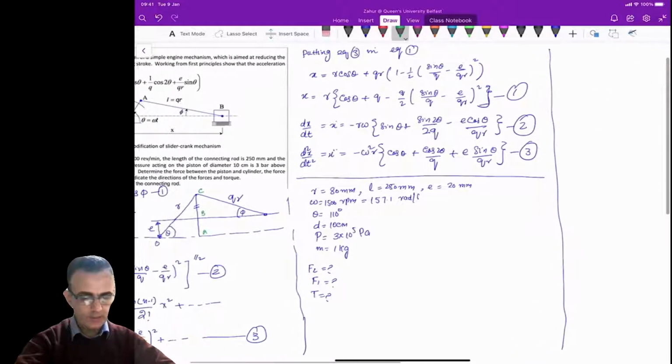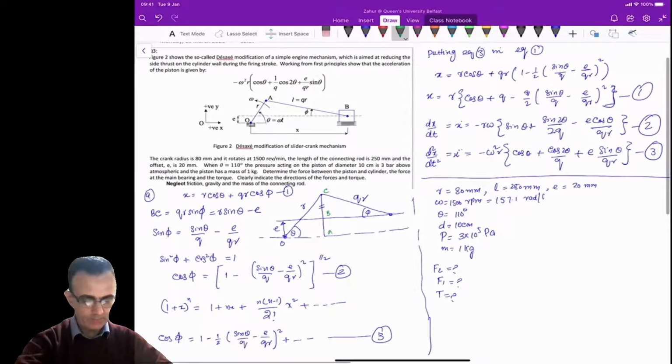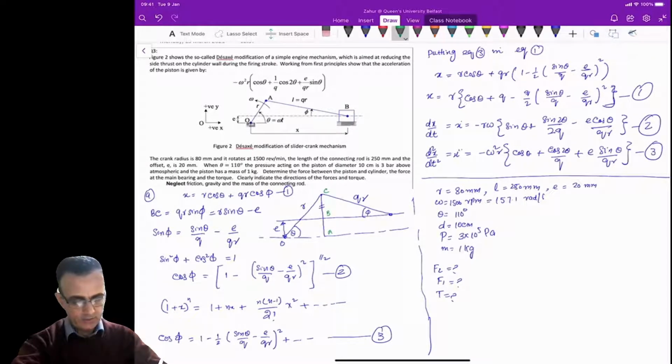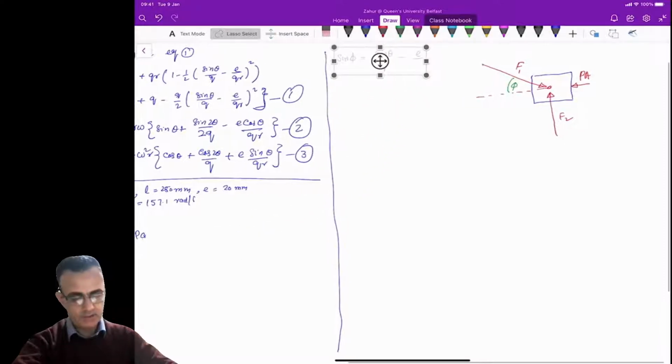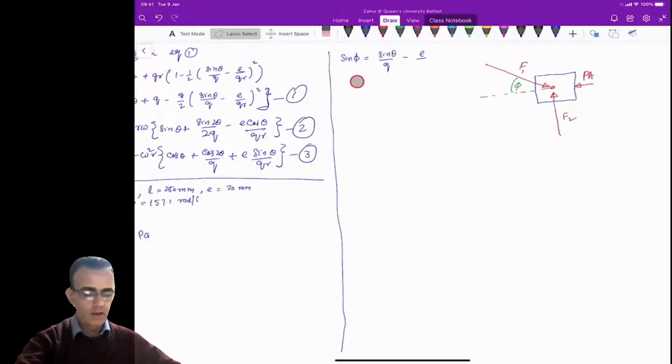If we go to the original figure here, from this figure we can calculate phi from this equation here. As you can see, sine phi is equal to sine theta divided by q minus E divided by QR, because everything is given. So we will just need to copy this equation, and you will just use this equation here. This equation will give you the phi angle here.